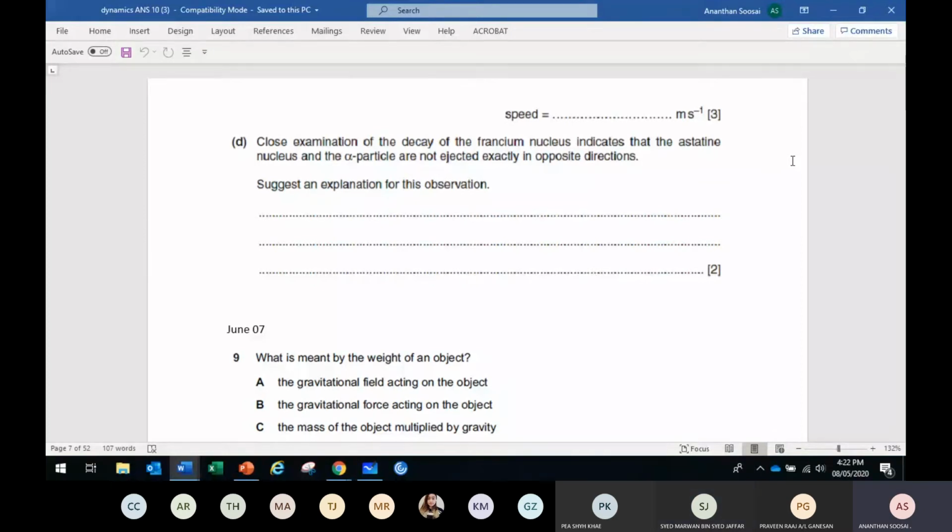Close examination of the decay of a francium nucleus indicates that the astatine nucleus and alpha particle are not ejected exactly in opposite directions. They saw in the cloud chamber that the alpha and astatine are not moving in opposite directions. Suggest an explanation for this observation.